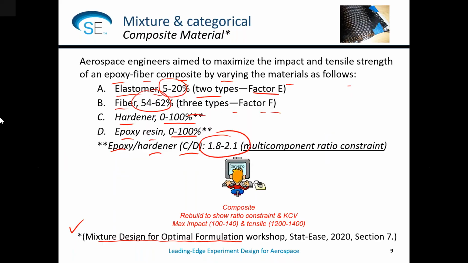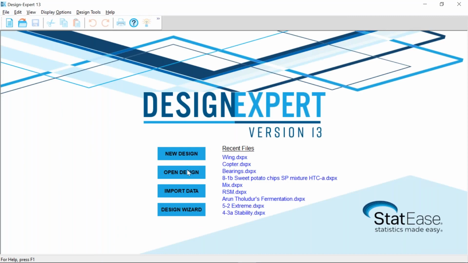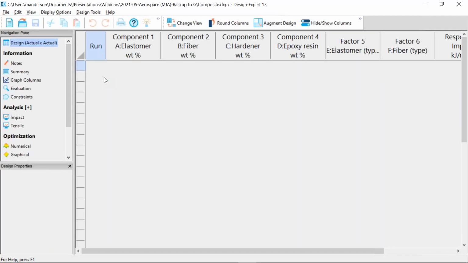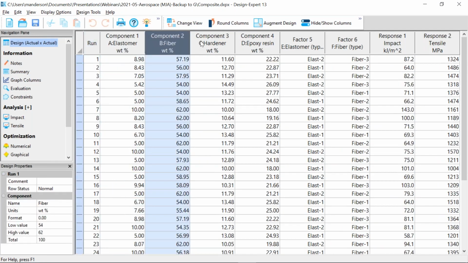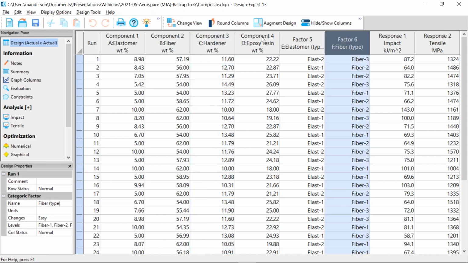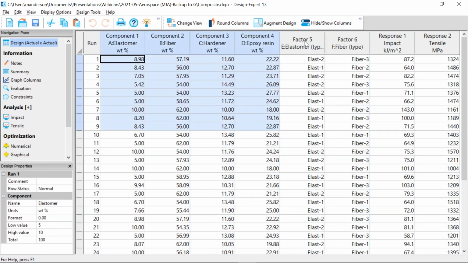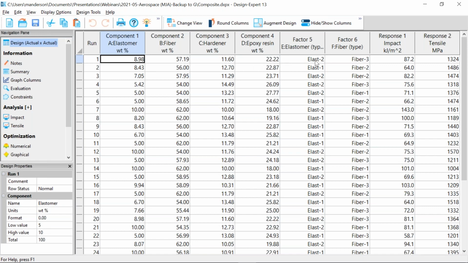So let me close out the current design that I've got up here and open the composite, and then control mouse wheel to make this smaller, and you can see the entire design. And you can see the components here, 1 through 6, well, 1 through 4, those are percentages. And then over here are the categoric types. So like this elastomer at 8.98 is using elastomer 2, and this fiber at 57.19 is using fiber 3. So that's how this is laid out in a randomized plan.